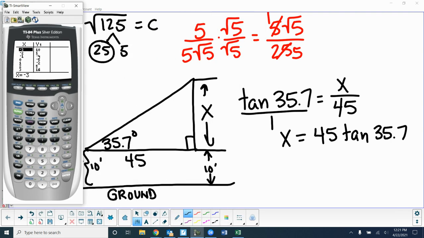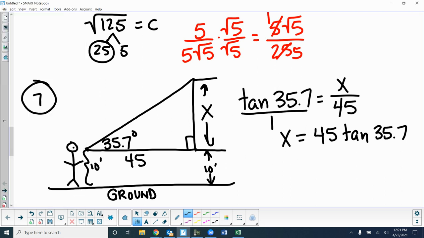Degree. So let me clear that out. There we go. I hit mode just to make sure I am in degree mode. All right, so 45, tangent, 35.7, close it up, and we get 32.33. I think it said to the nearest foot, so we'll just say 32 feet.